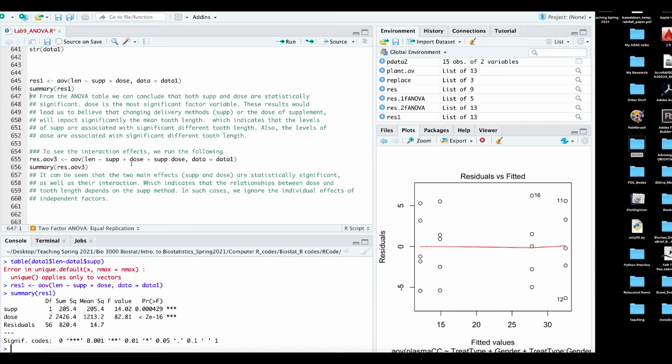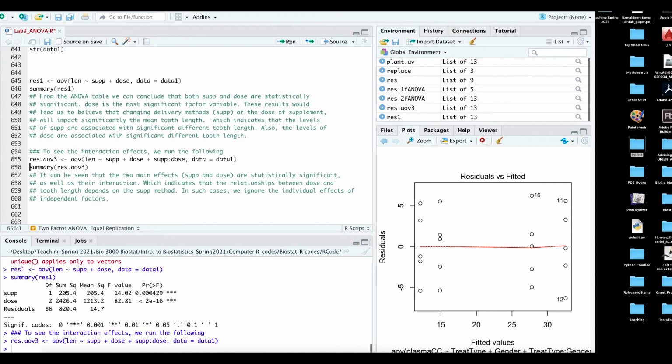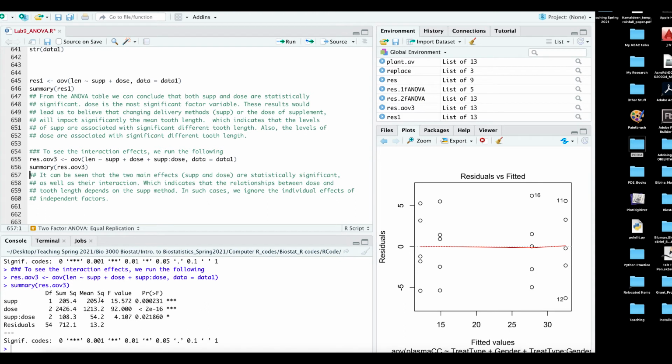Similarly, if you want to see the interaction effect, you write aov length on supplement plus dose, and then a colon sign in the middle. If you do that, you will see the interaction effect as well. So interaction is also significant. You see that it is less than 0.05. So this is also significant, okay.